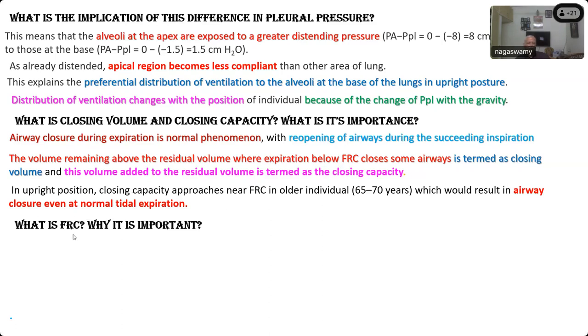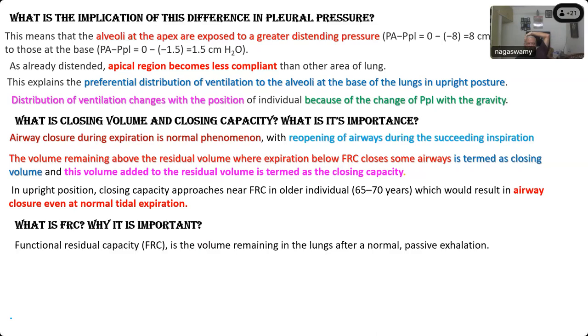Now, what is FRC and what is its importance? What is the definition of FRC? It is the volume of air left in the lung after complete expiration. It's the equilibrium point where the tendency of the lung to collapse and the chest wall to expand is equal.